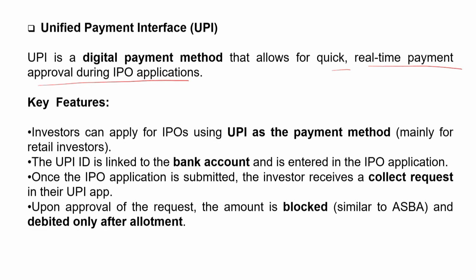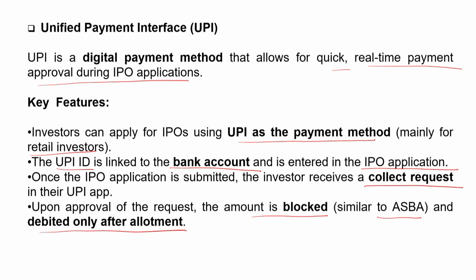So the key features of the Unified Payment Interface: it is a payment method that may be helpful mainly for retail investors. The UPI ID is linked to the bank account and it is entered into the IPO application. Once the IPO application is submitted, the investor receives a collect request in their UPI app, and on approval of the request, the amount is blocked, similarly to what is done in the ASBA system, and debited from your account only if a successful allotment of shares is made into your demat account. So this is the method of the UPI system.